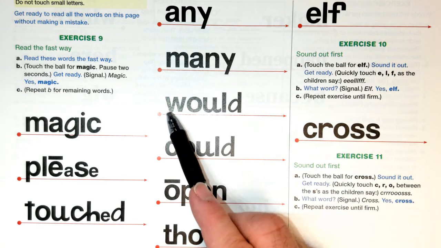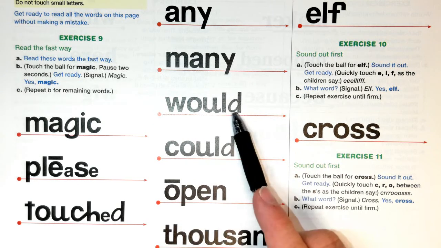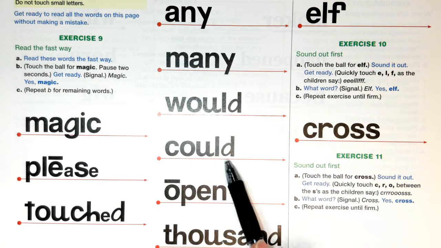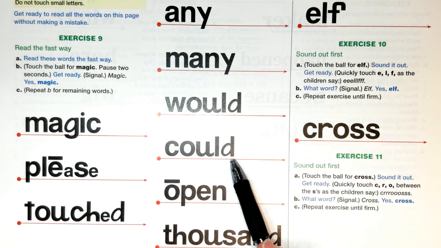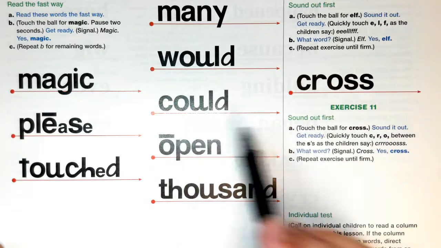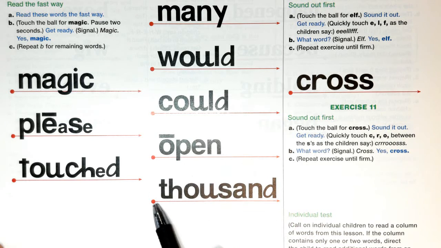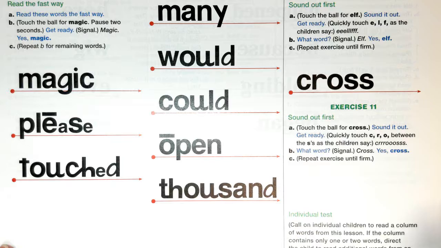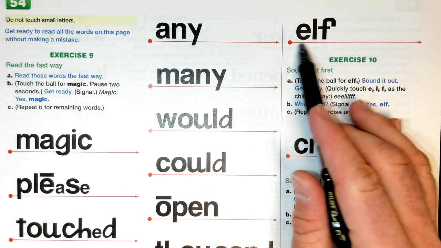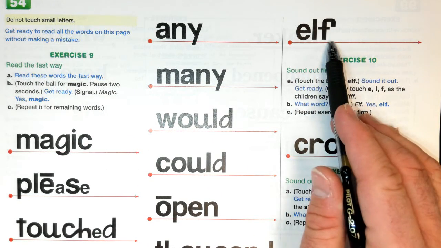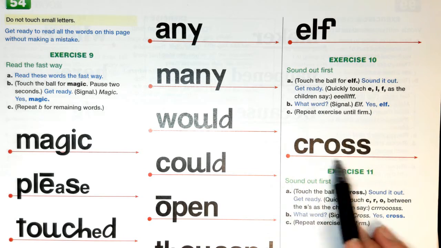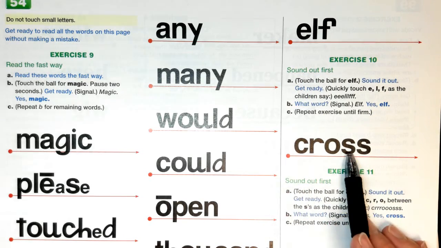Many. This word is would. What word? Would. This word is could. What word? Could. This word is open. What word? Open. This word is thousand. What word? Thousand. This word is elf. What word? Elf. And this word is cross. What word? Cross. Fantastic, my friends. Fantastic.